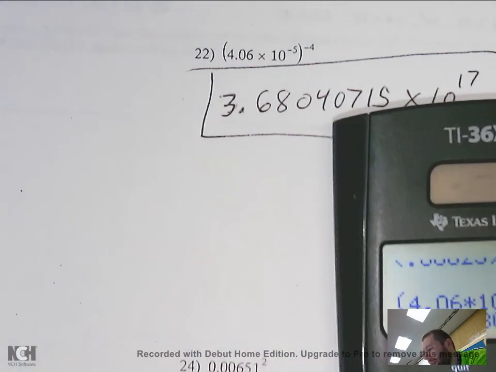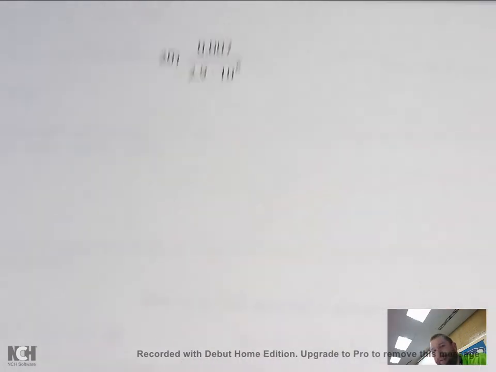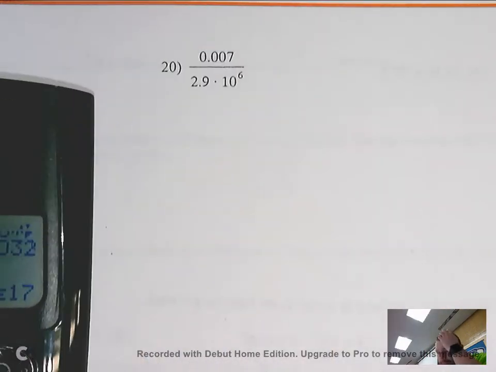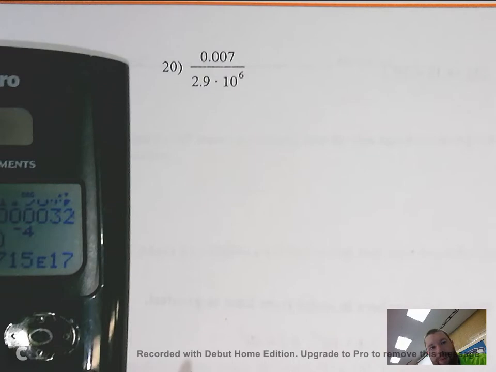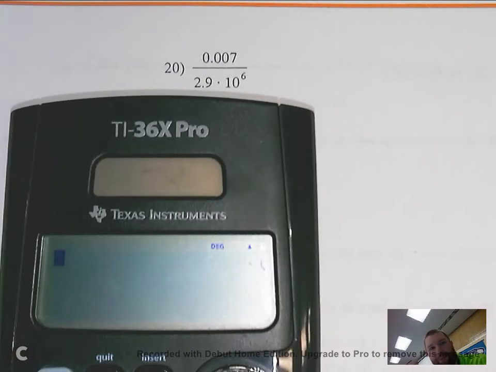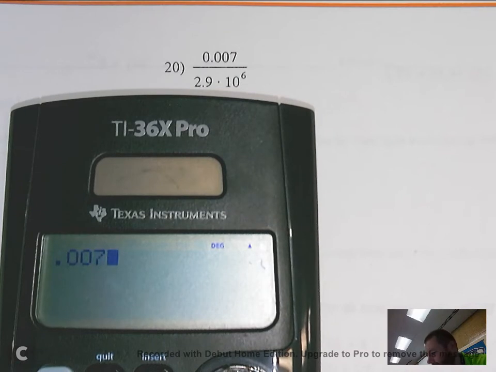Okay, let's try another one. Let's look at this one right here. It's a dividing problem, right? So I would do, in my calculator, 0.007 divided by, and there's two ways I can do this. The first way is to use the division symbol and then use a parenthesis. Okay? 2.9 times 10 to the 6.